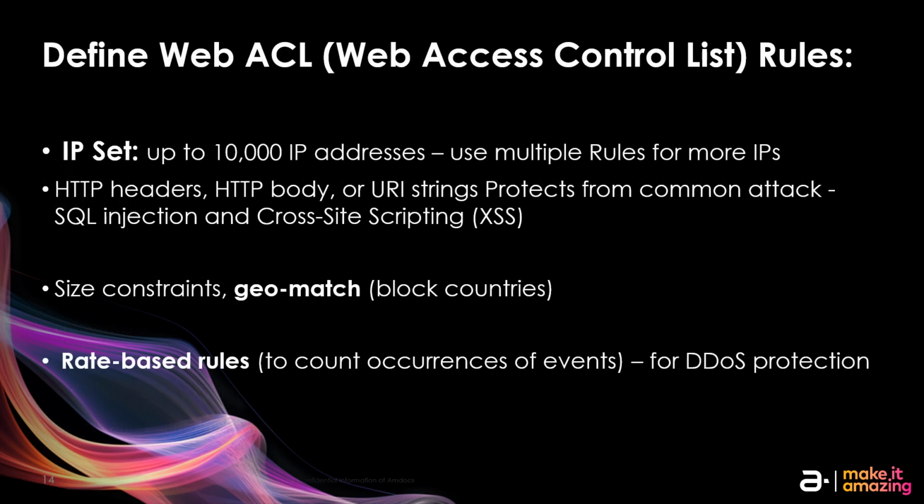On this slide, we have some bullet points on how a web access control list and its rules work. So IP set implies that more than 10,000 IPs can be individually or in bulk set from WAF, and they can be blocked or allowed in order to control your traffic. Then you have SQL injection and cross-site scripting protection.